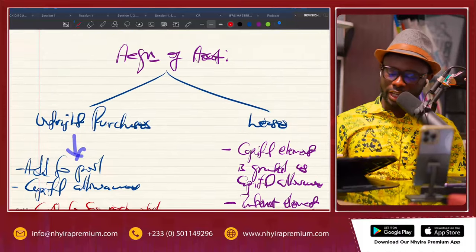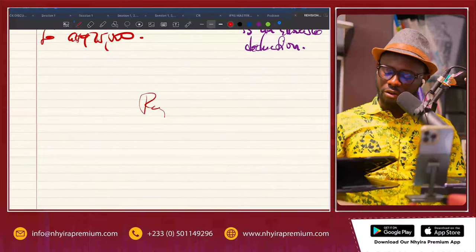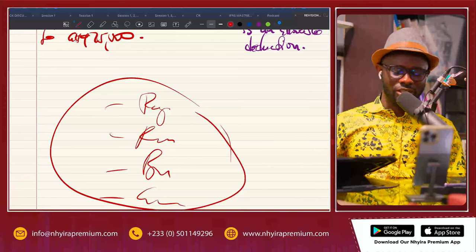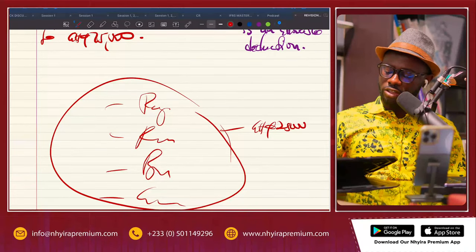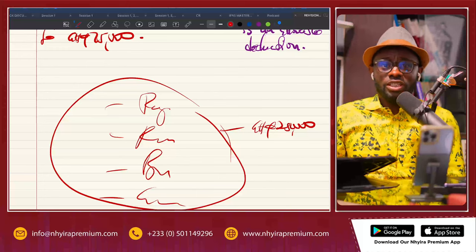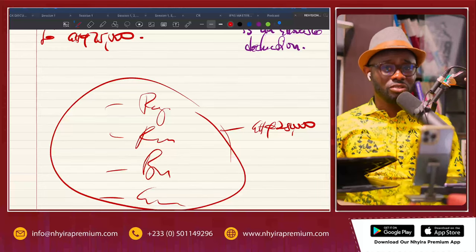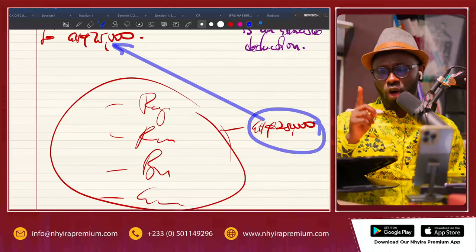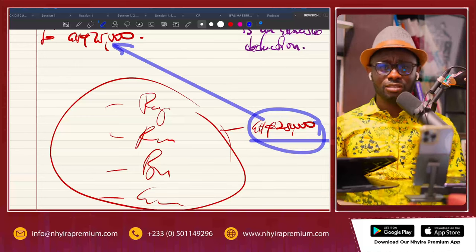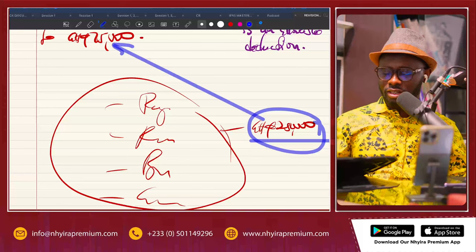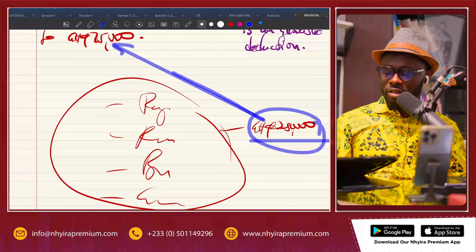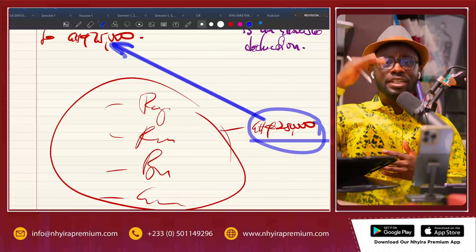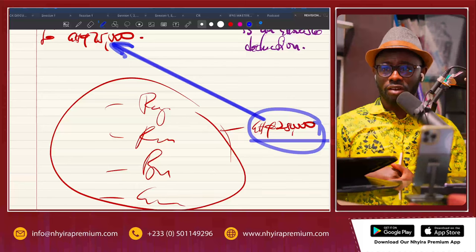So, for instance, a company buys a Pajero or maybe a Range Rover or a Bugatti or a G-Wagon, whatever. So maybe they spend $250,000 to buy that asset for the CEO of the company. For tax purposes, we will cap it to 75,000. So although they paid 250,000 for that particular asset, it's a luxury asset, so we can't give you capital allowance on all that. So we'll cap it at 75,000. It means only 75,000 will be added and then capital allowance will be granted on that.